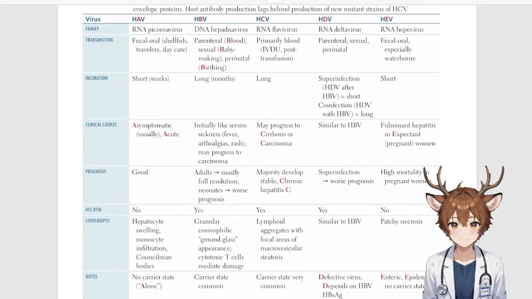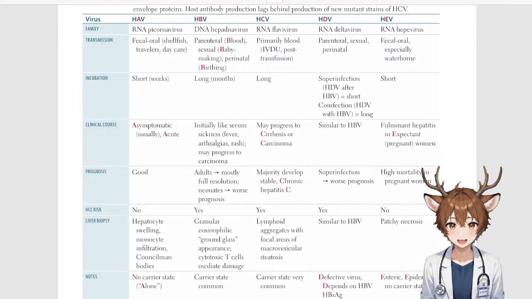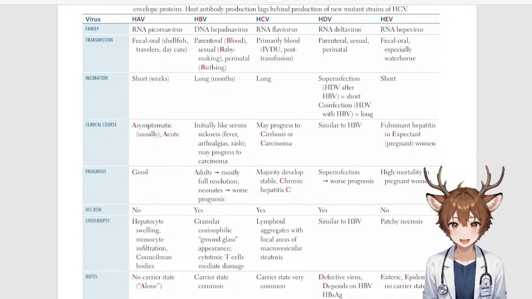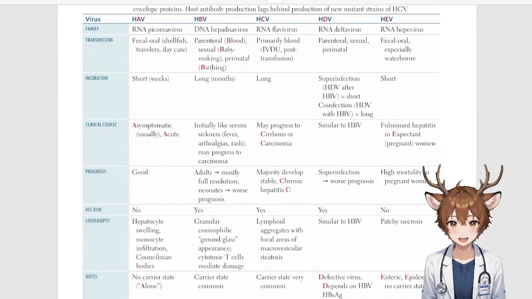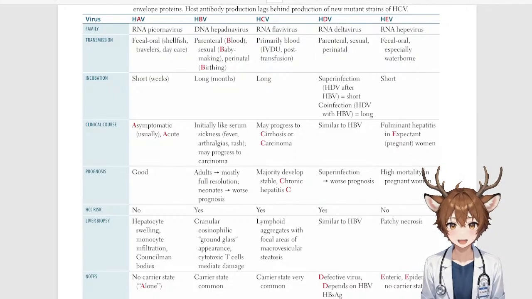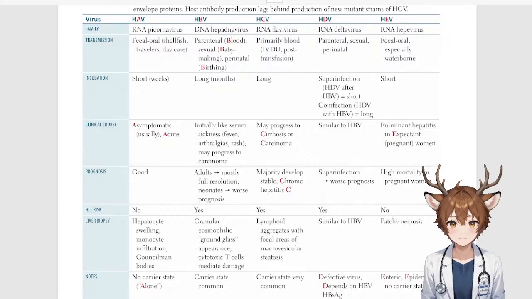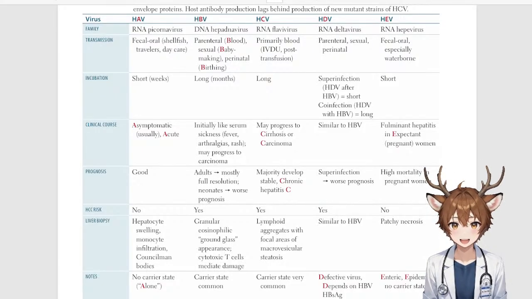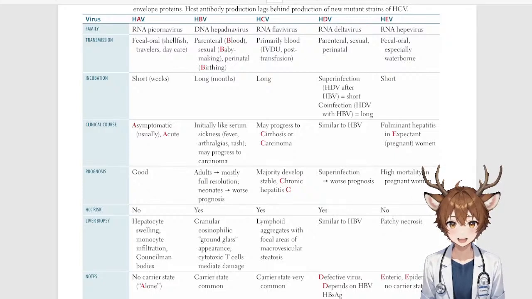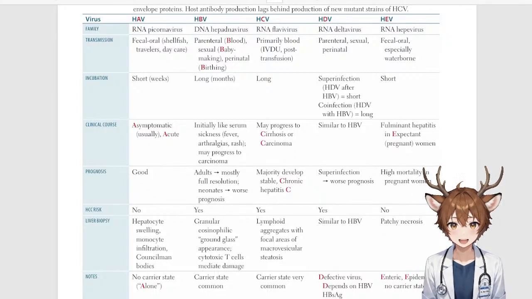Incubation is short, weeks. Clinical course is acute and self-limiting for adults and asymptomatic in children. The prognosis is good. The hepatocellular carcinoma risk is none. Liver biopsy, because it's acute, it's short: hepatocyte swelling, monocyte infiltration, Councilman bodies. And the notes for HAV: absent, no carrier state.